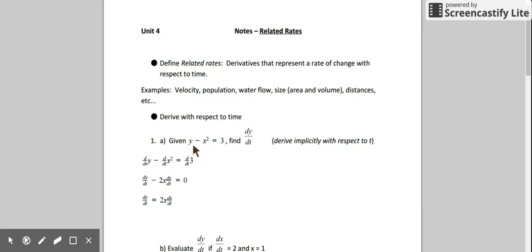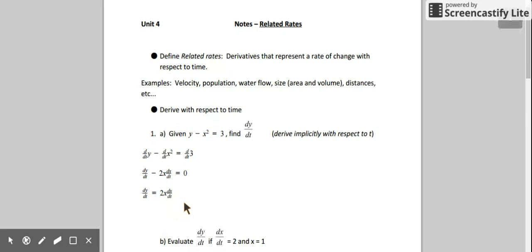So if I derive the y term with respect to time, I get dy dt, or the derivative of y with respect to time. If I derive x squared with respect to time, I get 2x, just this normal derivative, but multiplied by the derivative of x with respect to time. And then lastly, deriving any constant, even if it's with respect to time, is always 0. So now we just want to solve for dy dt. We could just add 2x times dx dt to both sides, and we get our solution. So the change in y with respect to time is 2 times x times the derivative of x with respect to time.